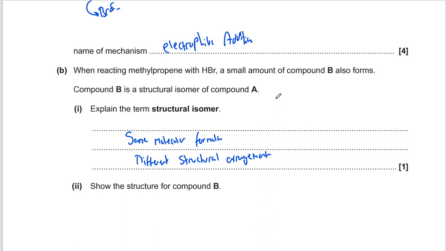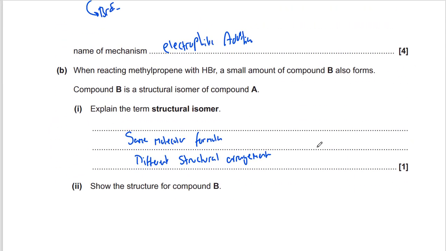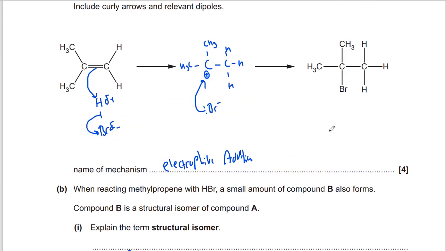Okay, so you're just moving around. So that's when you can actually physically take apart and move the atoms around. And it tells you that compound B is a structural isomer of compound A. Draw the structure for it. Well, when it reacts, what's the only thing that can be different? Well, in this reaction, the hydrogen can either go on the right-hand side or the left-hand side.